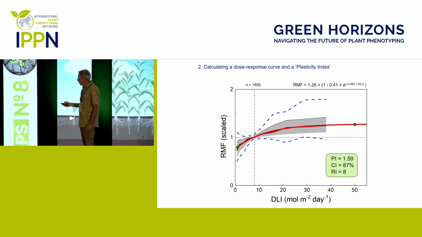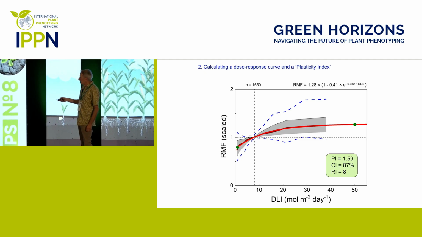I calculate a plasticity index, which is the scaled root mass fraction at a very low light level of 1 mole per square meter per day, compared to the very high level of 50 moles per square meter per day. So this is where most plants will be growing, somewhere in between. So that's one thing. In this case, the plasticity index is 1.59. So there's a 60% higher root mass fraction at high light than at low light.